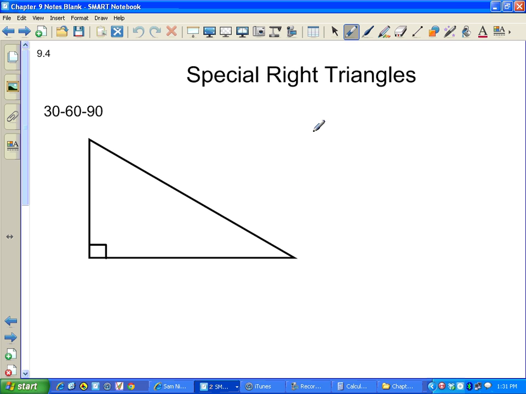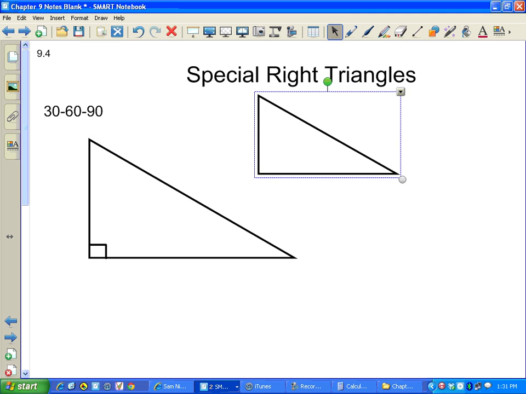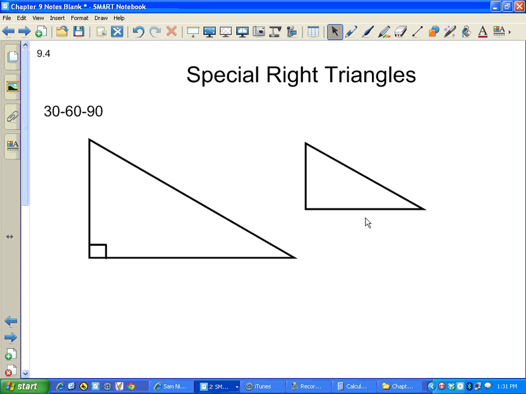Because if I have two right triangles that are similar, so I'll just copy this one. If I've got two that are similar, okay, and this is also right, I could say that A over D, so the ratio of the two short sides here, would be the same as if I put C over F or B over E.